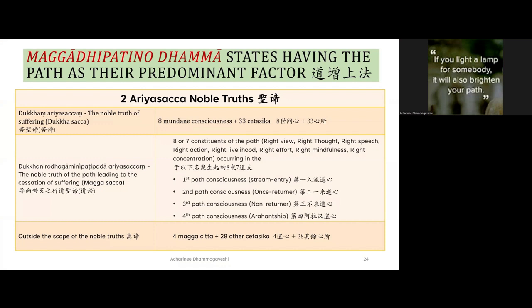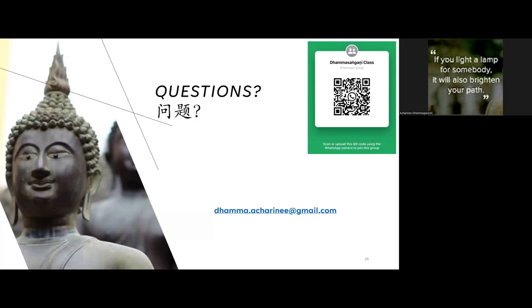Here, all the mundane chittas, the 8 mundane consciousness, the 4 Mahakriya and the 4 Mahakusala, and the 36 Cetasika are Dukkha sacca. And the 8 or 7 constituents of the path occurring in the Sotapatti, Sakadagami, Anagami, and Arahant path consciousness, these are Magga sacca. And the remaining Dhamma, the 4 Magga Chitta and the 28 remaining Cetasika, are outside the scope of the Noble Truths. With that, we come to the end of this lesson.